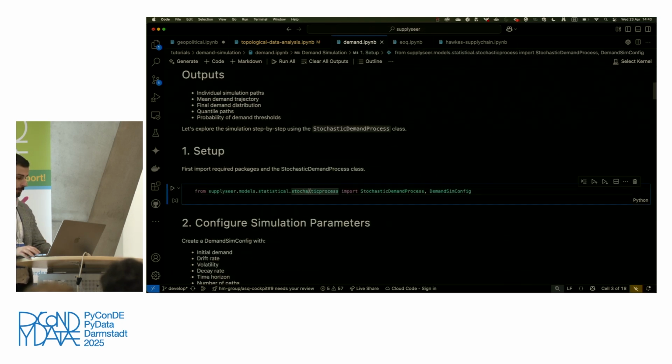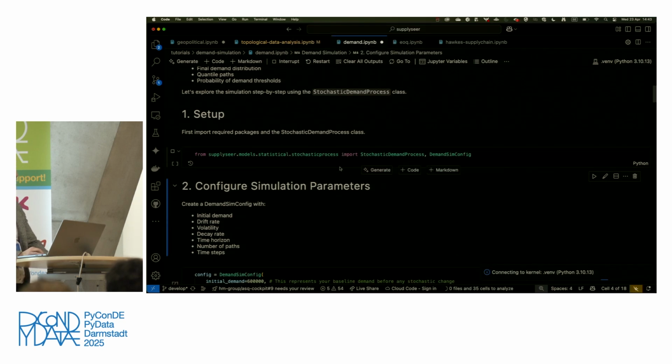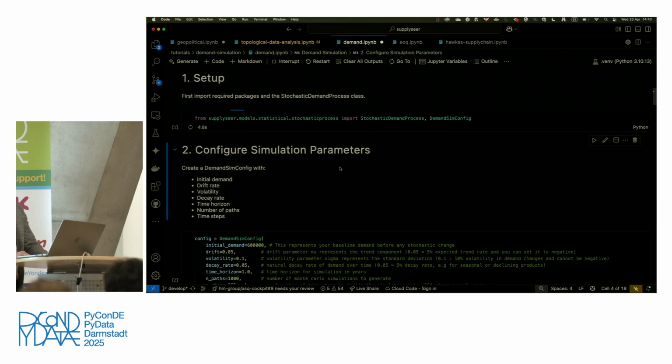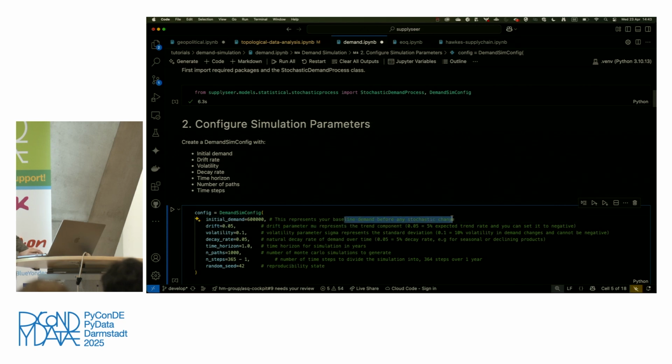So what we do is we import this module called stochastic demand process and demand sim config. All right, it's done for me. Number 2, we're going to configure our simulation parameters. Feel free to put in whatever arguments you want. Think of something you can relate to. So the initial demand, that's the starting point. That's our baseline demand before any change will occur.